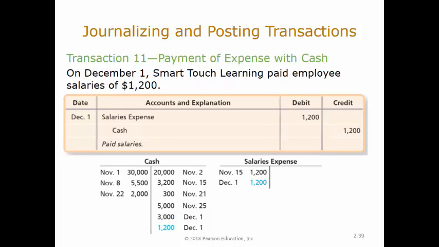In transaction 11, the company pays employee salaries of $1,200. The two accounts involved are cash, an asset, and salaries expense, equity. Cash decreases with a credit and salaries expense increases with a debit. The debit to the expense account, in turn, decreases equity.